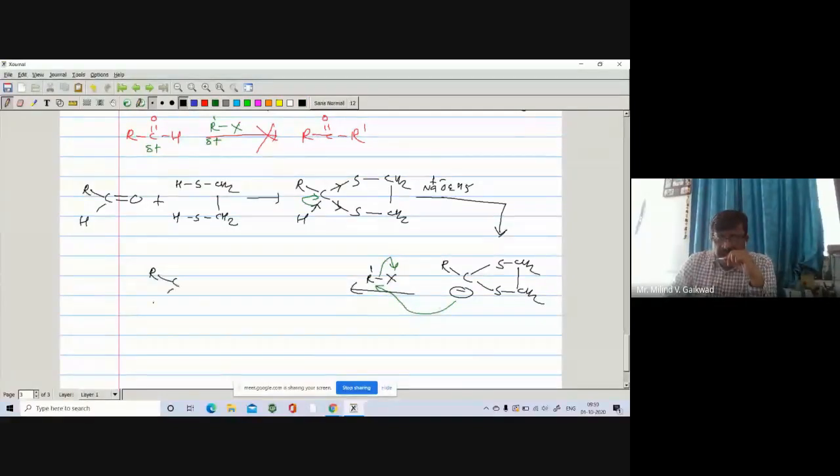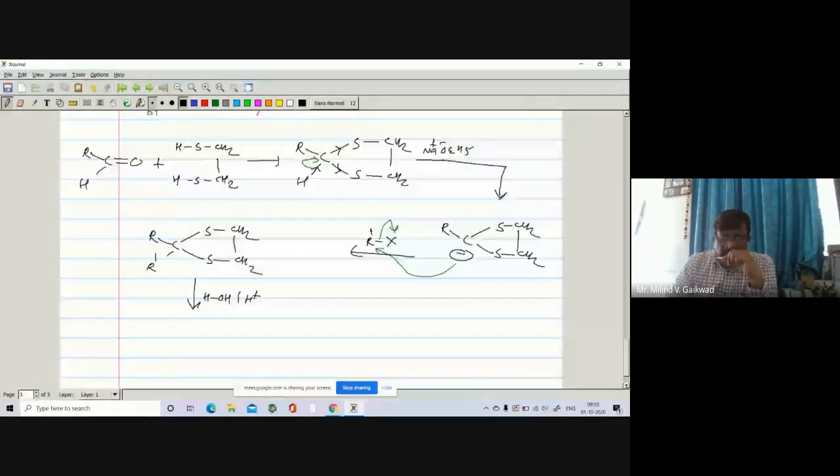And you are getting R C, here is R dash, here is an S, here is a CH2, here is an S, here is a CH2. So you are getting the corresponding addition of R dash. And further, it undergoes hydrolysis, addition of water in the presence of acid. So you can add water here, addition of H, addition of OH.